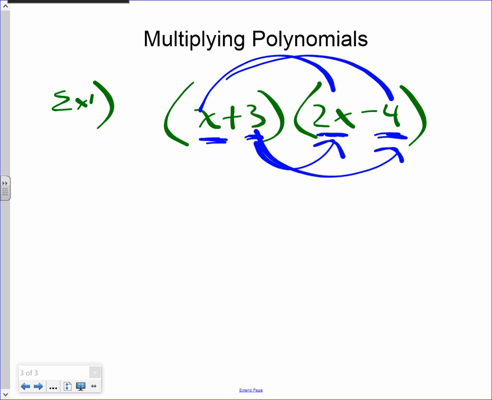So x times 2x. Let's multiply the coefficients. The 1 times a 2 becomes a 2. X times x, you add the exponents, it becomes x to the second power. So 1x times 2x becomes 2x to the second power. 1x times negative 4. So 1 times negative 4 becomes a negative 4 attached to the x.